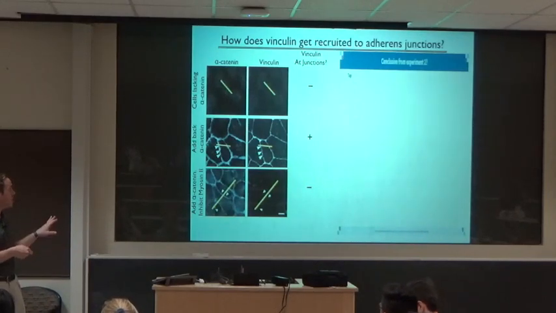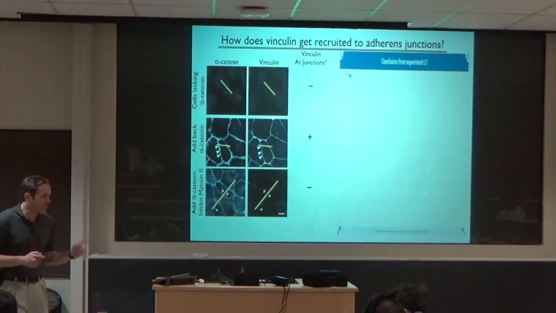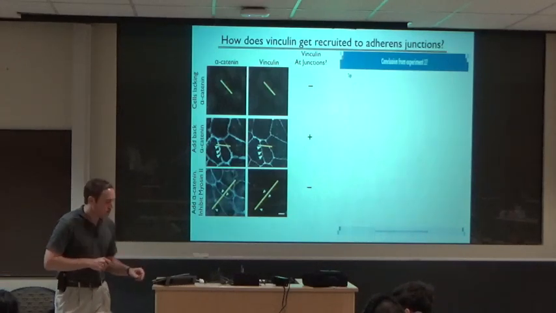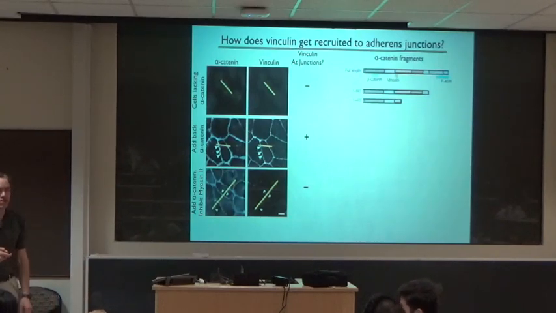So the conclusion from this is that you need tension. You need pulling on actin filaments to get vinculin to cell-cell junctions. Right. So that's kind of strange, right? Why would that be the case? Well, let's take this experiment one step further and see if we can explain what's going on. So the next experiment that we're going to do is to start expressing some pieces of alpha-catenin, some fragments.